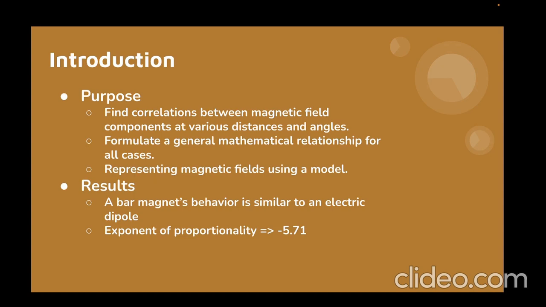The results of this experiment showed that a bar magnet's behavior is similar to an electric dipole, which we studied earlier in the semester, and that the calculated exponent of proportionality for a bar magnet was negative 5.71.